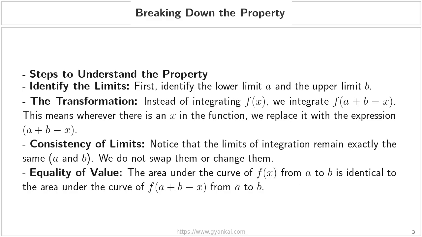This is the conceptual heart of the property. What the property is telling us is that the area under the curve of the original function, f of x from a to b, is exactly the same as the area under the curve of the transformed function, f of a plus b minus x, also from a to b. It's as if we've reflected the function across a central point and the area hasn't changed.